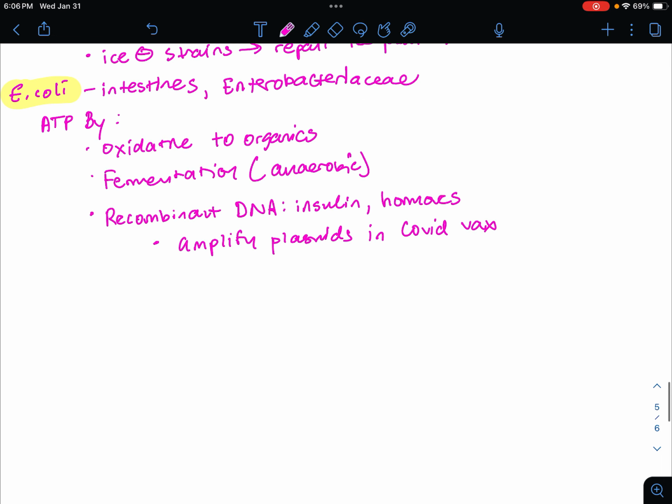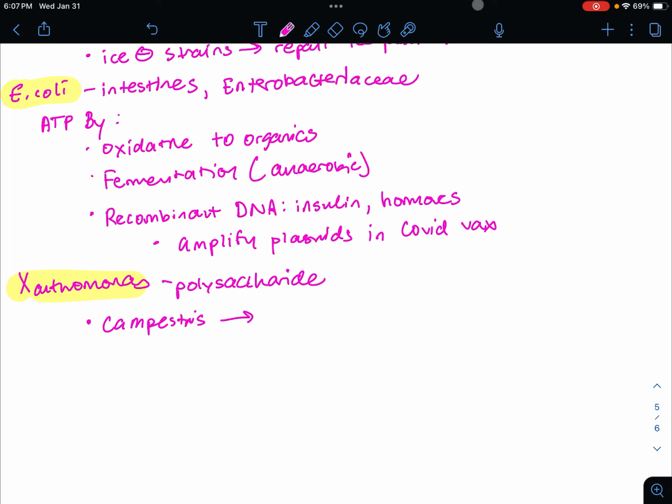All right, more proteobacteria. We're going to go to Xanthomonas. This is the genus that makes the xanthan gum. They're going to secrete that polysaccharide onto the medium. And the specific species is campestris. This is going to be making that xanthan gum for the food industry, as well as oil recovery.